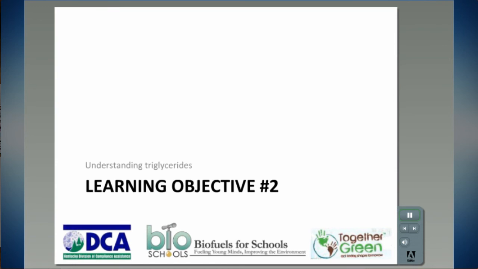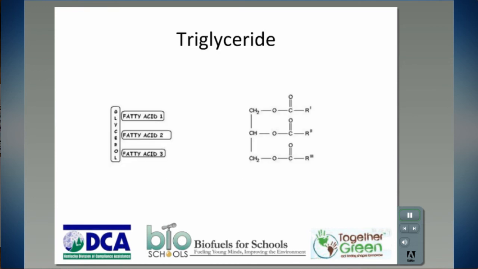In Learning Objective 2, we will discuss the properties and structures of triglycerides. Fats and oils are commonly called triglycerides. Triglycerides are yet another segment of the larger lipid group, similar to fatty acids. The triglyceride molecule looks like the letter E, and this is a good way to remember its structure. It is composed of fatty acid segments, which we learned about in Learning Objective 1, and a glycerol component.